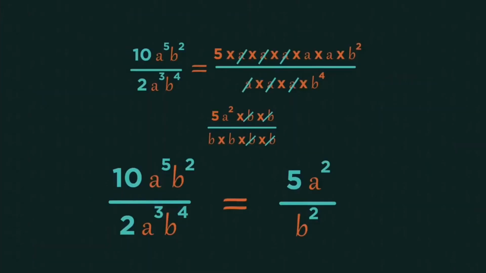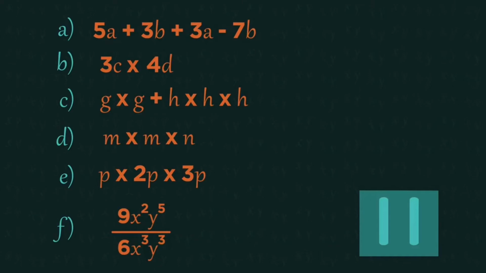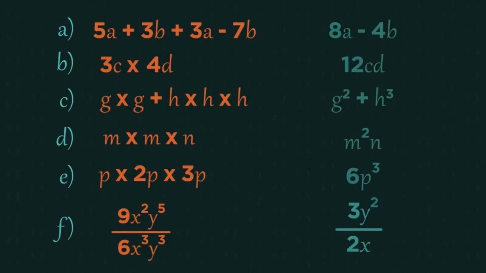You don't need to write out all of the letters every time. You can just look at the powers. So 5 subtract 3 leaves 2 on top, and 4 on the bottom subtract 2 leaves 2 on the bottom. So here's some questions for you to do. Pause the video, give them a go, and click play when you're ready. How did you get on?